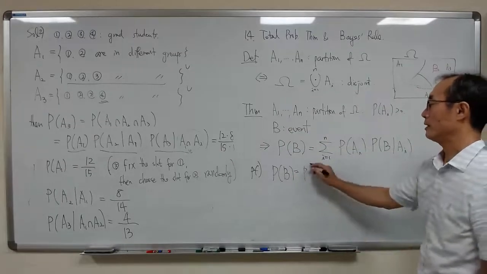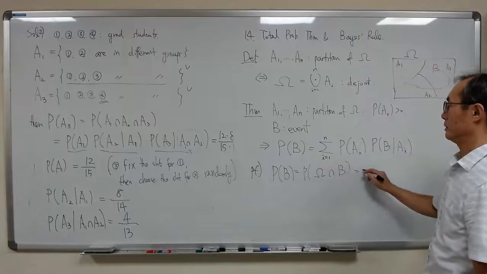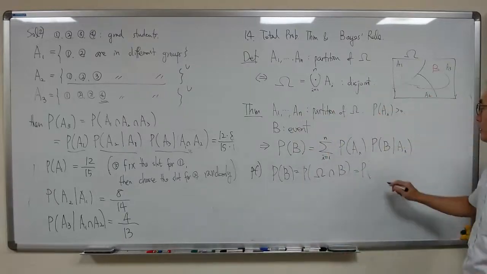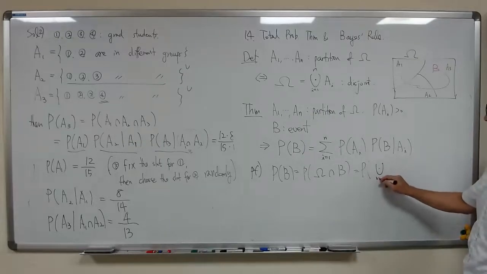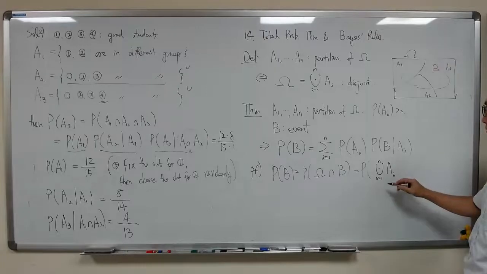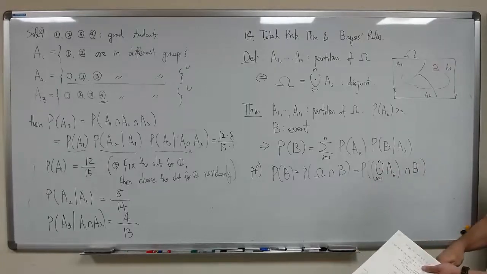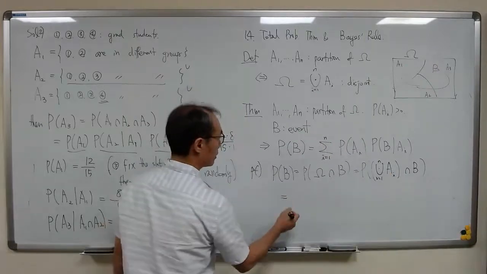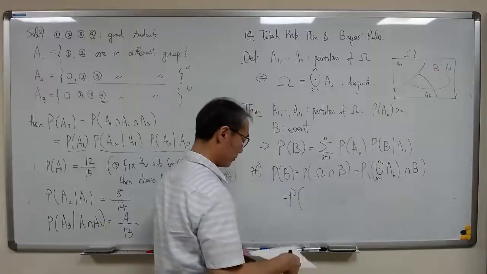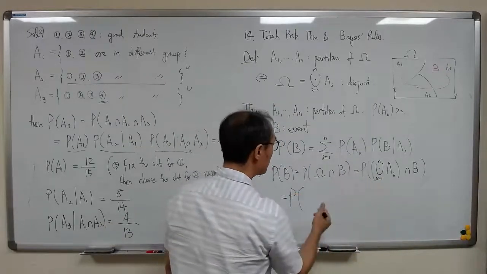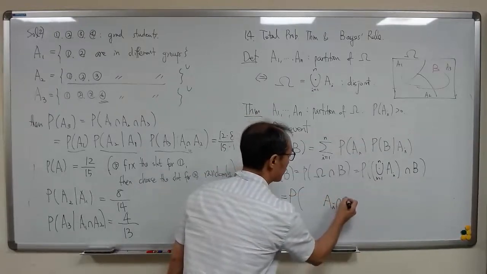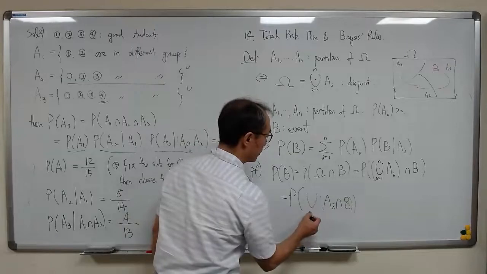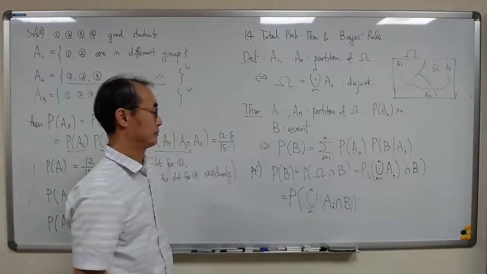The probability of B is the probability of omega intersection B. And omega, the total sample space, is the disjoint union of the individual events in the partition. Then you can use De Morgan's law to distribute this intersection over the union, so we can convert this into the intersection of Ai and B, and then take the union as i goes from 1 to n.